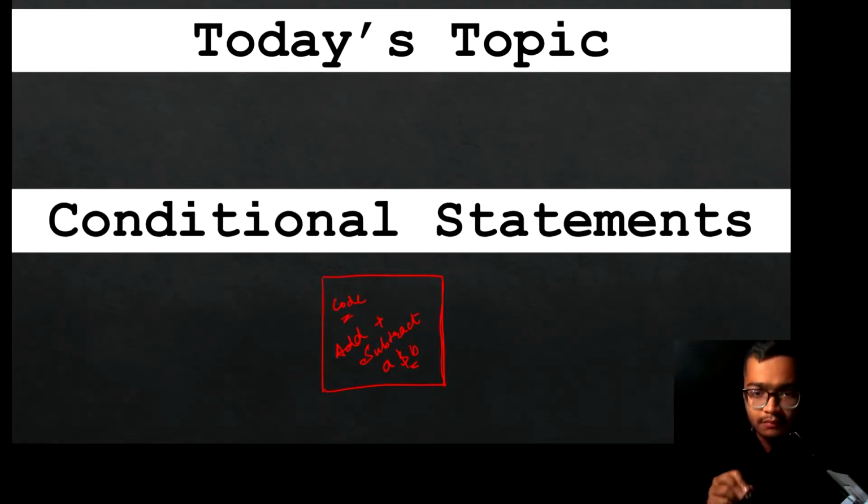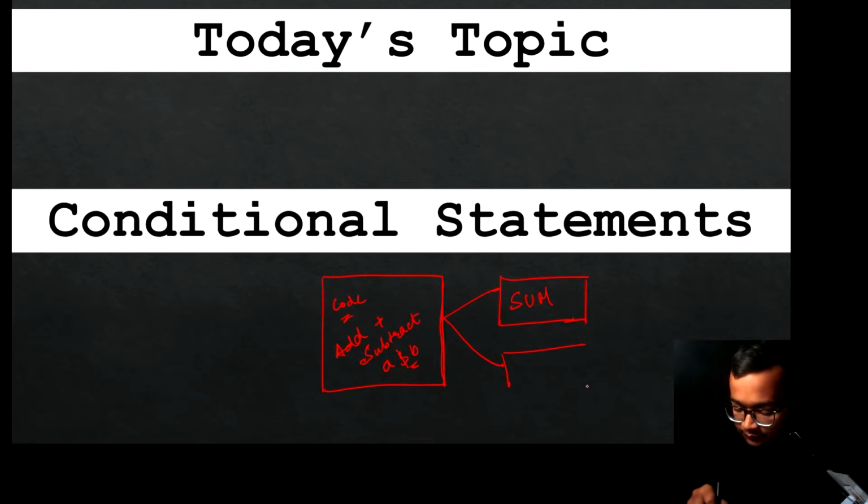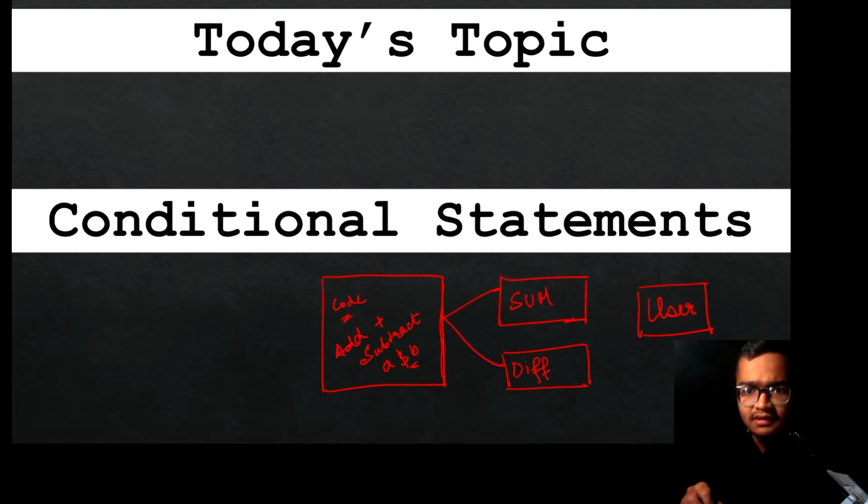But the condition is that at a time either the sum is displayed or the difference is displayed. Now who will decide what is being displayed? The user will decide. At a time only one will be displayed, and what is displayed depends upon the user input. Suppose the user wants to find the difference, so the user will give the input accordingly. Suppose the user now wants the sum to be displayed, so the user will give input accordingly, and the sum will be displayed.